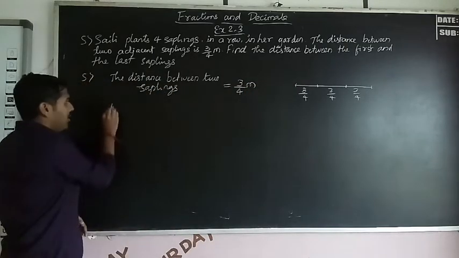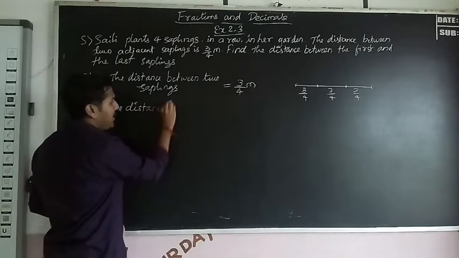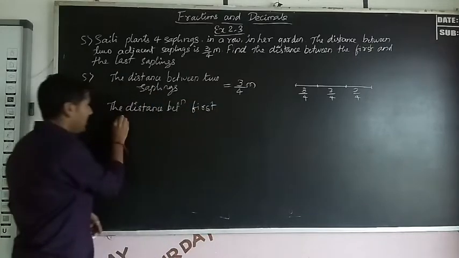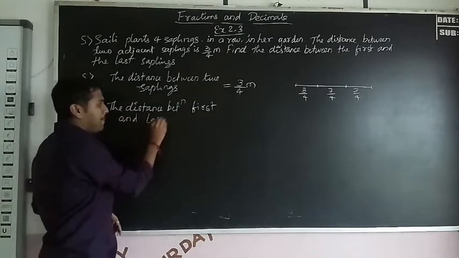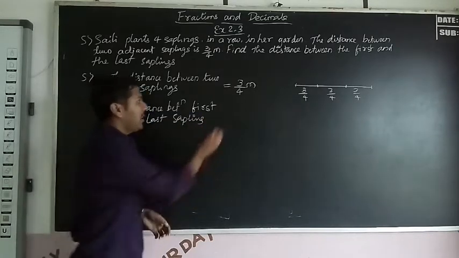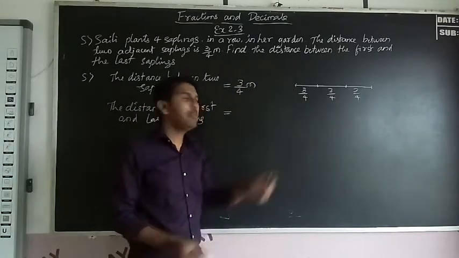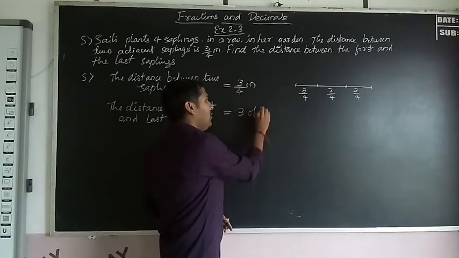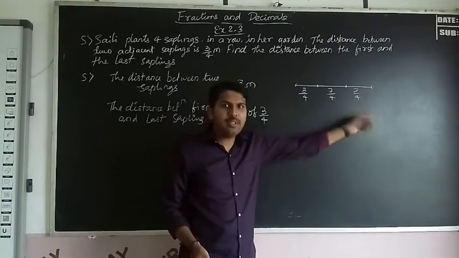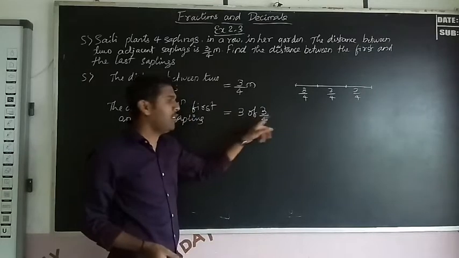Okay. Next, we have to find out the distance between first and last. First and last, what is given here? We should find out the multiplication. No, 3 of 3 by 4. Why have I taken 3 here? Because 3 fractions are there. No? 3 distances. One distance, second distance, third distance. That's right. 3 of 3 by 4.